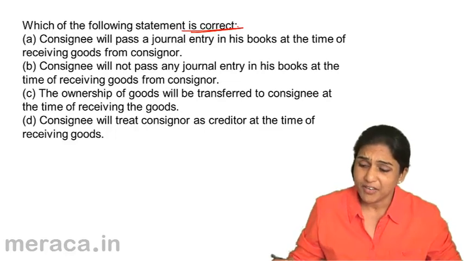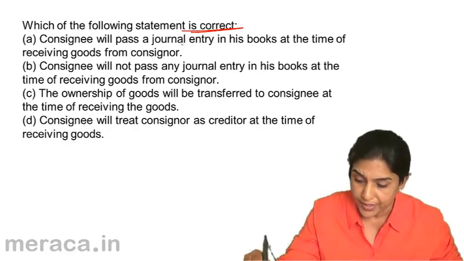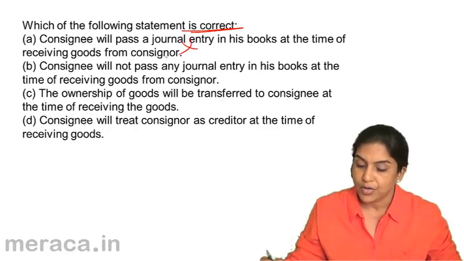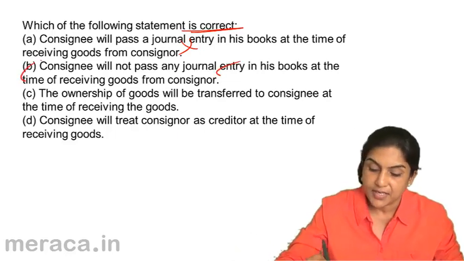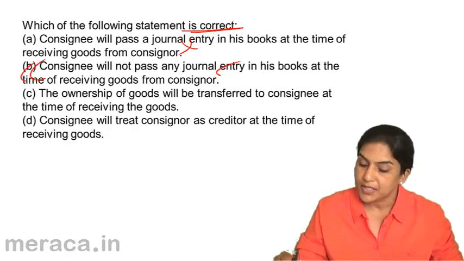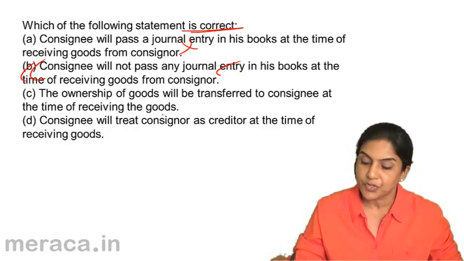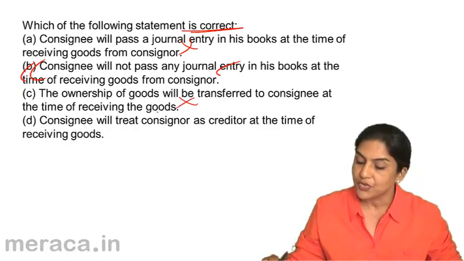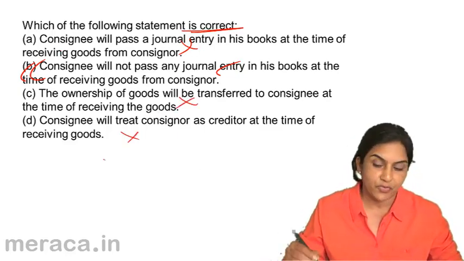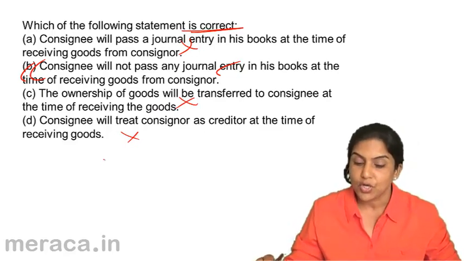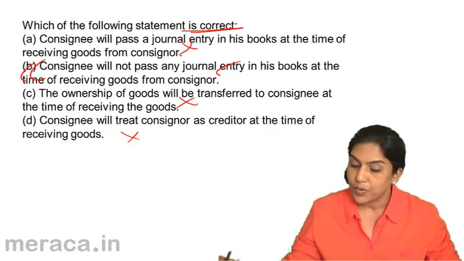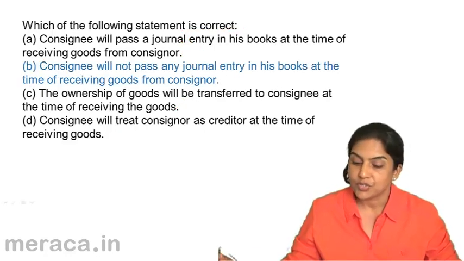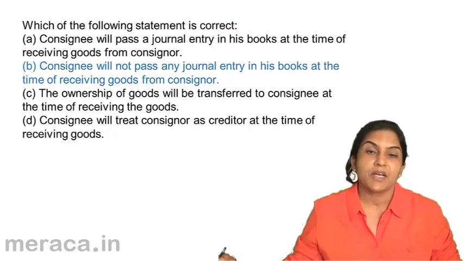Consignee will pass a journal entry in his books at the time of receiving goods. No entry is passed, so this is wrong. Consignee will not pass any journal entry in his books at the time. Yes, that is a correct statement. So B should be correct. Is ownership transferred at the time of receiving the goods? No. Will the consignee treat consignor as a creditor? No. No entry is passed at all. So in this case, the only correct statement is B, that the consignee will not pass any journal entry in his books at the time of receiving goods from consignor.